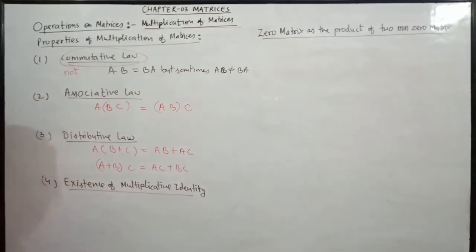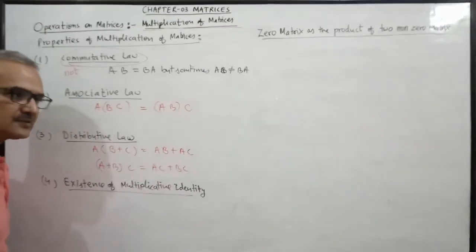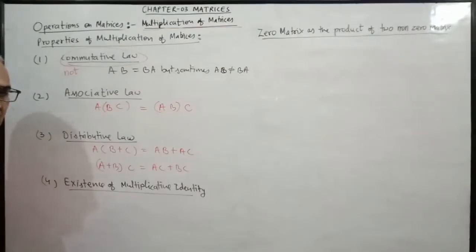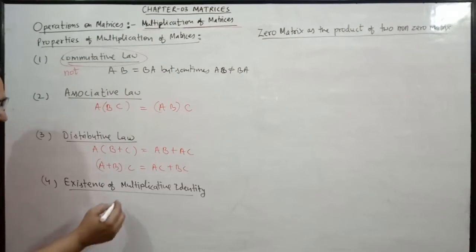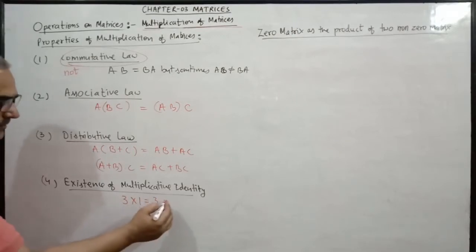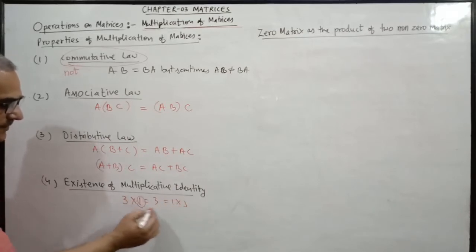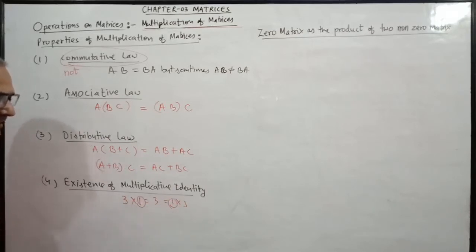And then in the last we have the existence of multiplicative identity. You have seen that in addition we have the additive identity. Similarly in multiplication we have the multiplicative identity. Suppose you are multiplying the number 3 by 1, you are getting 3, or 1 by 3. Then this one is known as the multiplicative identity.